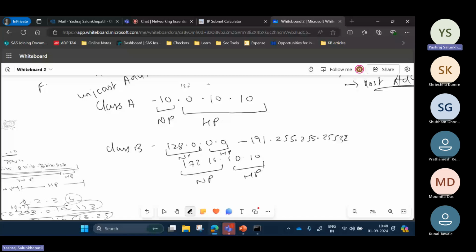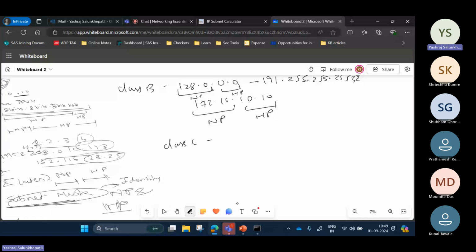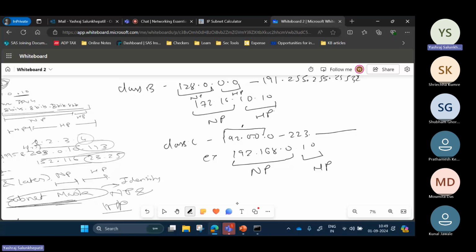Okay, for class C we have 192.0.0.0 to 223, with all the rest 255 for convenience. If I take an example IP 192.168.0.10, this is our network portion, this is our host portion. For this range, this is the network portion, this last is the host portion. Similarly, 223.255.255 will be network and the last 255 would be the host portion.